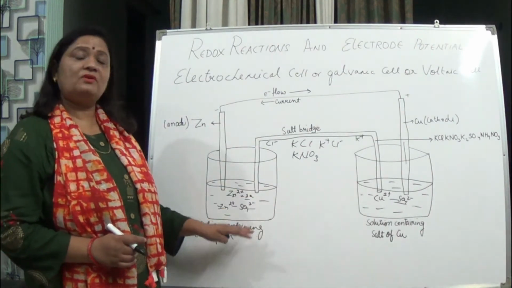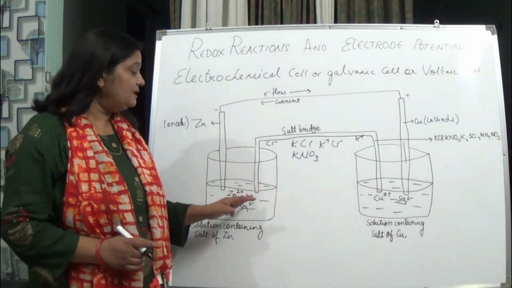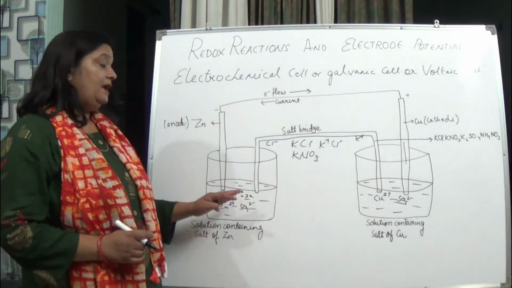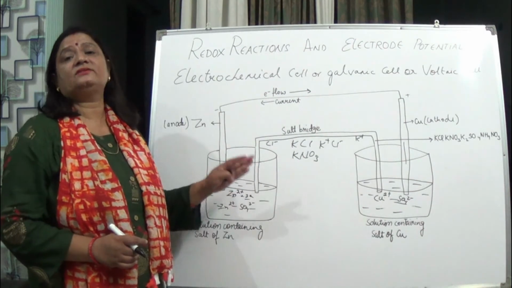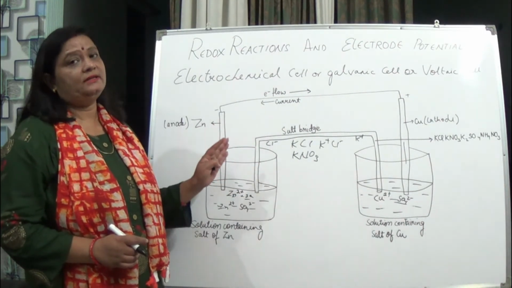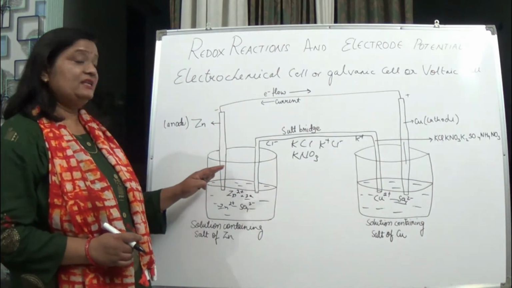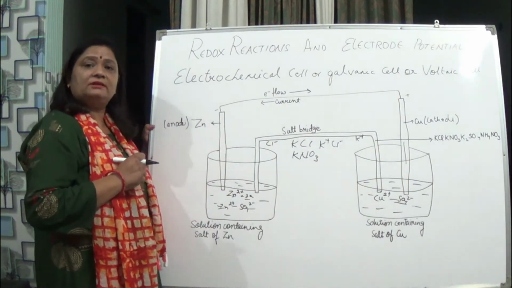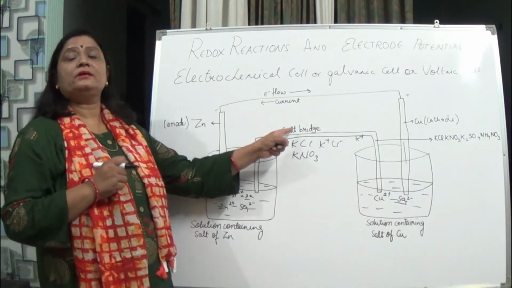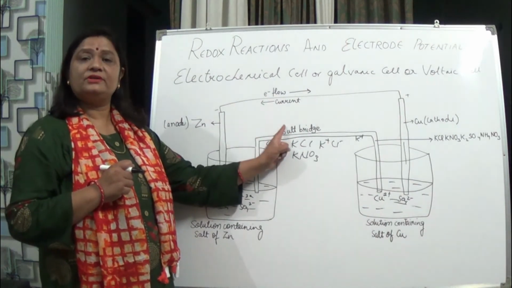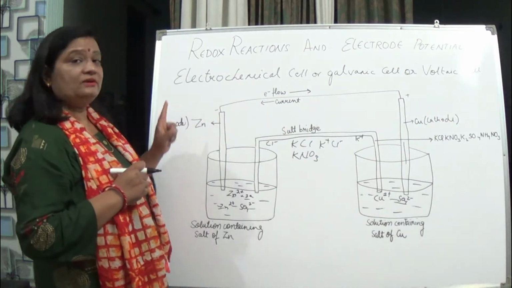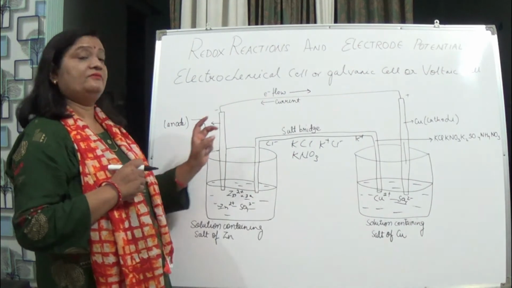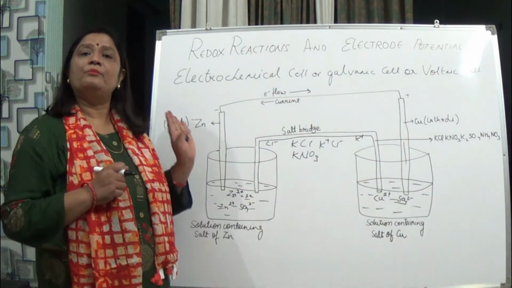So what is the function of this salt bridge? It maintains the electrical neutrality of the cell. If it is not present, the reaction will stop after a certain time. It also maintains the continuity of the reaction, and that is the function of the salt bridge. So this is about the electrochemical cell, how it functions and how it works, and the function of the salt bridge.